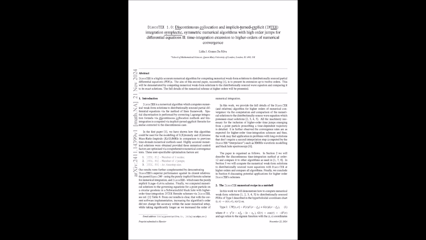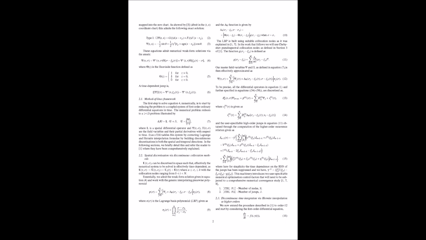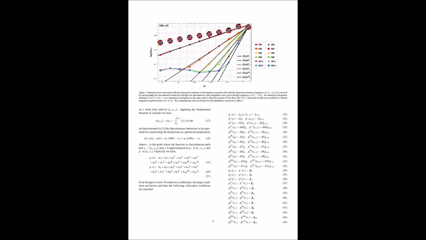Okay, let's take a closer look at figure 4. What are we seeing in these plots? Each line on the plot represents the error in the DiscoTEX solution compared to the exact solution for different orders of the algorithm. The x-axis represents either the number of nodes used in the spatial discretization, left plot, or the number of jumps included, right plot. As you increase either of these parameters, you'd expect the error to decrease, meaning the simulation's becoming more accurate. And that's precisely what we see in both plots, right?